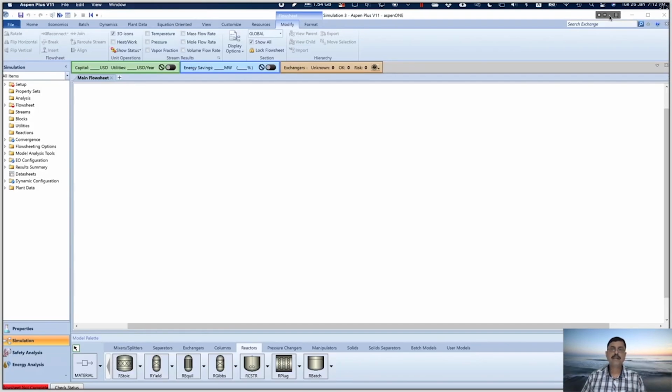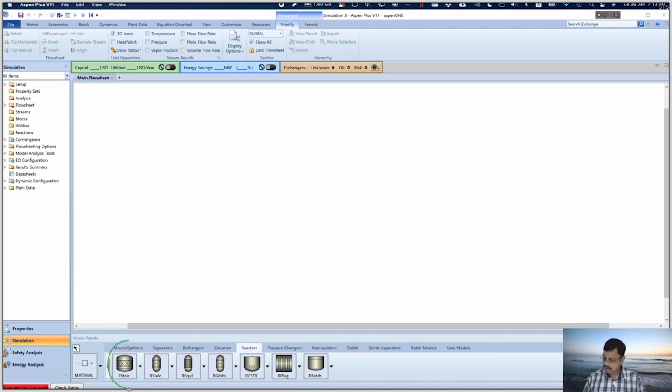If you look at the simulation window of Aspen Plus, you will find the following blocks for the reactors. These are the blocks you will find: RStoic, RYield, REquil, RGibbs, RCSTR, RPlug, and RBatch. These blocks can be subdivided into three main categories.